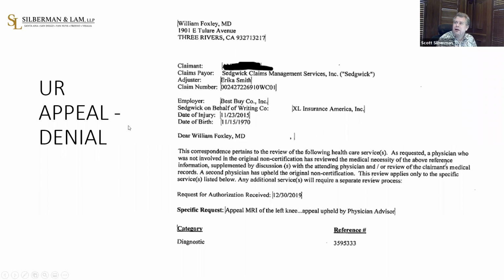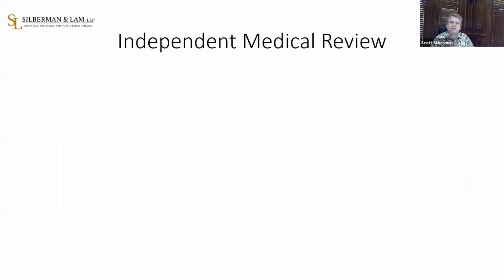Okay, so often what you get, especially from the utilization review company, is going to be a denial of the appeal. And this one, you'll see here, this was an appeal of an MRI of the left knee, appeal upheld by the physician advisor. So what the appeal upheld means is that it's still denied. So you got the first letter in the mail that it's denied. Now you got another letter from utilization review. The MRI is still being denied. So what's our next step?